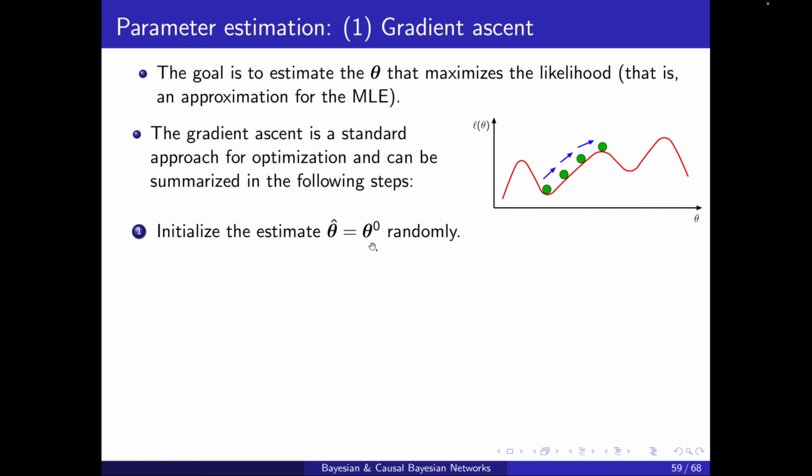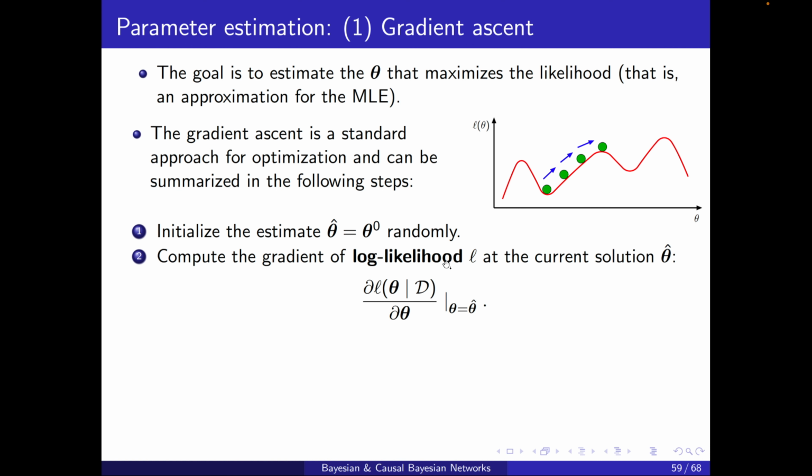We start with some random initial condition. Say this is our likelihood function. This is actually our log likelihood function, L, small letter L, that we will use. You see that it has some local minimums, local maximums. The global maximum in this case is this one, which happens for this value of theta. We start from some random initial point, for example, here.